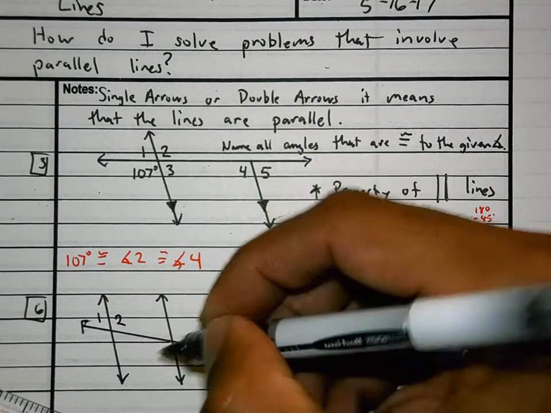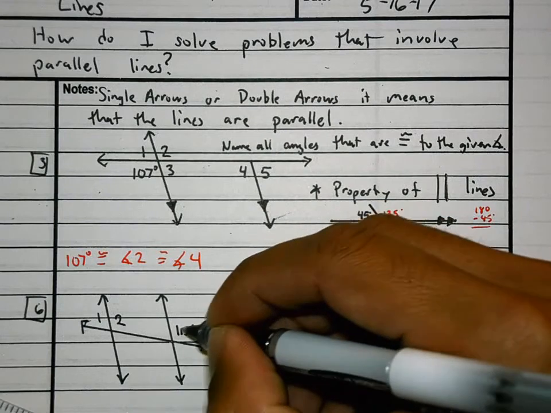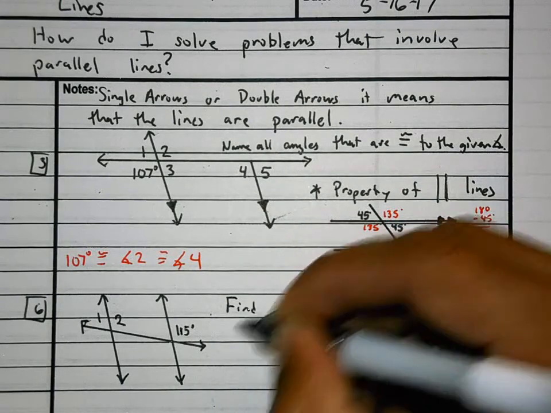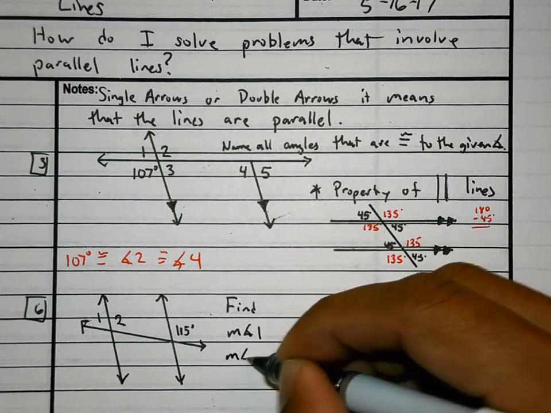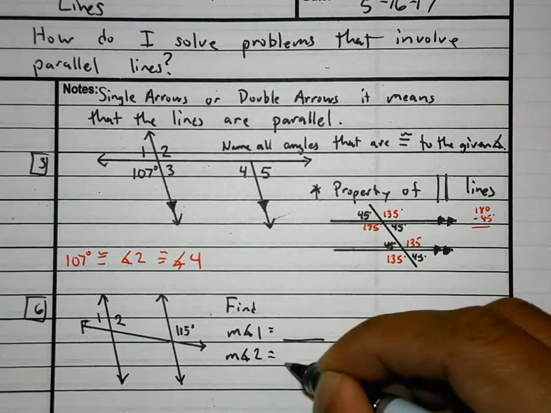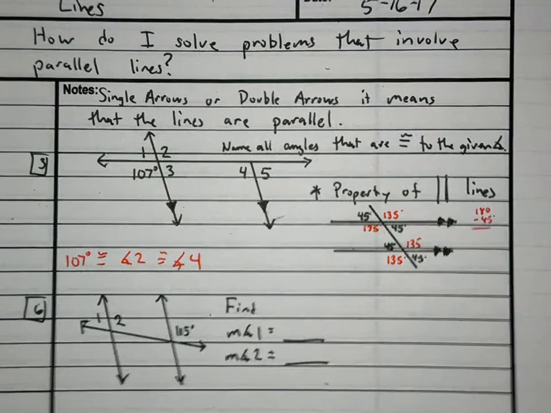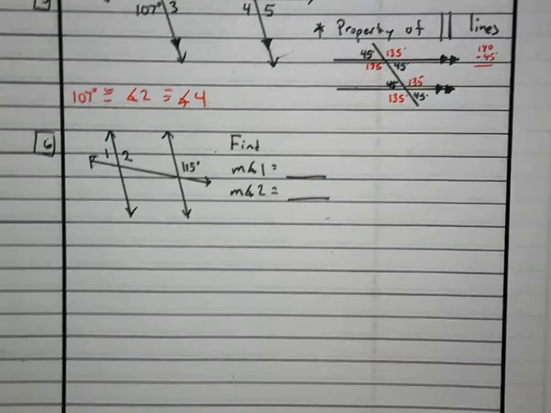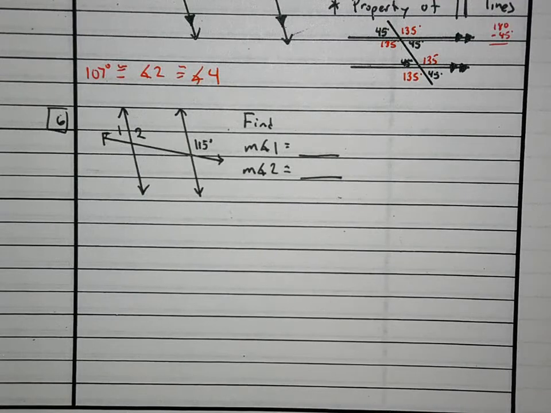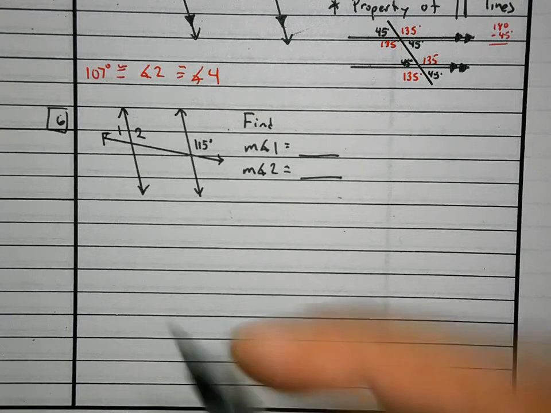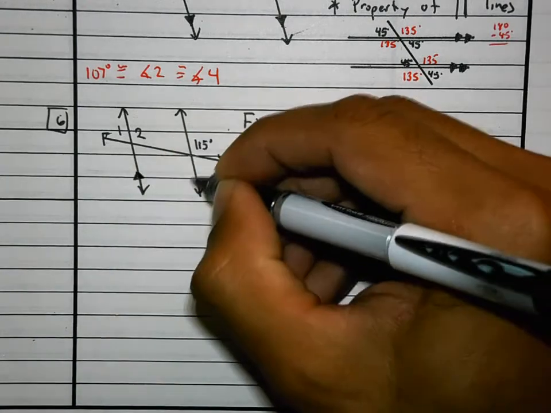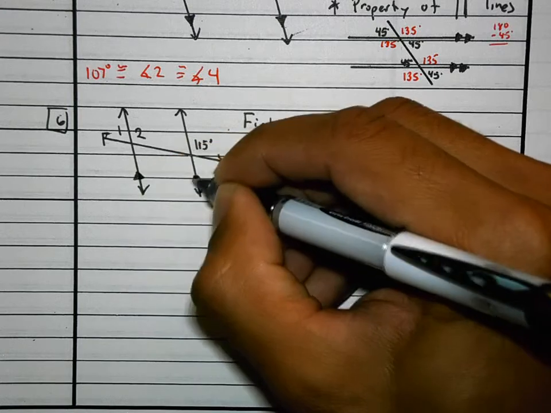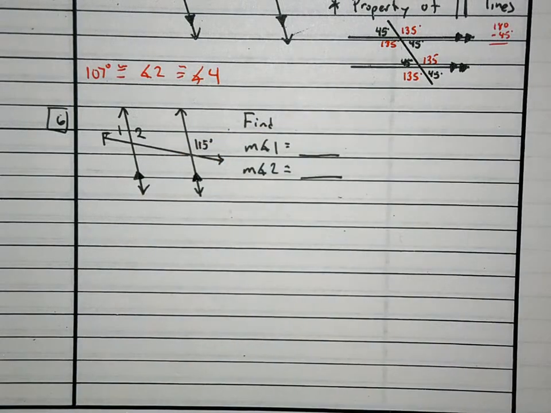One, 2, 115 degrees. Find the measure of angle 1 and the measure of angle 2. Blank, blank. Oh, you guys can't see that. Let me scoot it up for you. Oh, I'm missing something. Arrow, arrow. You cannot do these problems unless you know something.